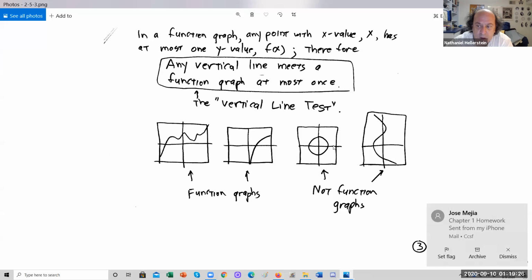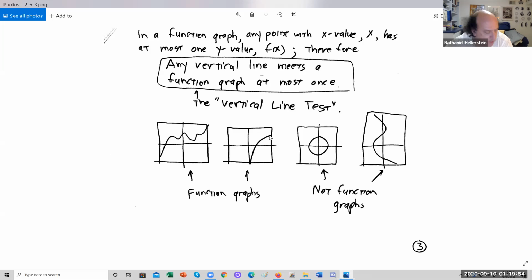All right. Now, if you have a graph of a function, then for any x value, there's at most one y value, f of x. Therefore, any vertical line corresponding to a specific value of x will meet the function graph in at most one point. That's called the vertical line test. For example, this wibbly wobbly thing, every vertical line will meet it once, so this is a graph of a function.